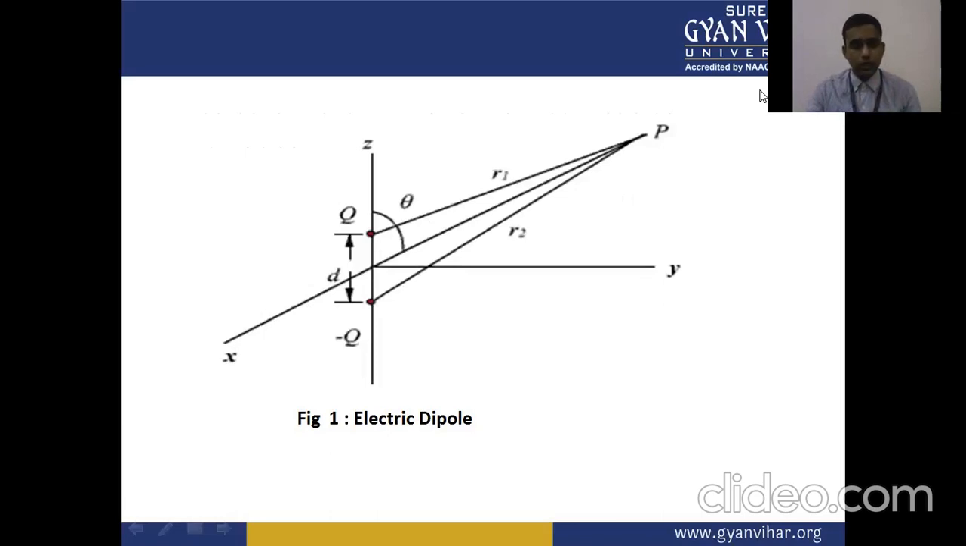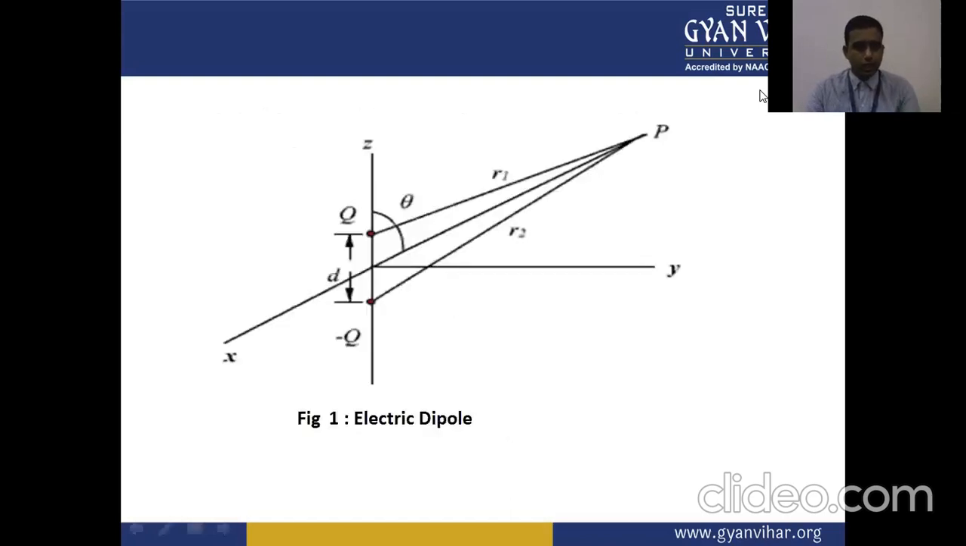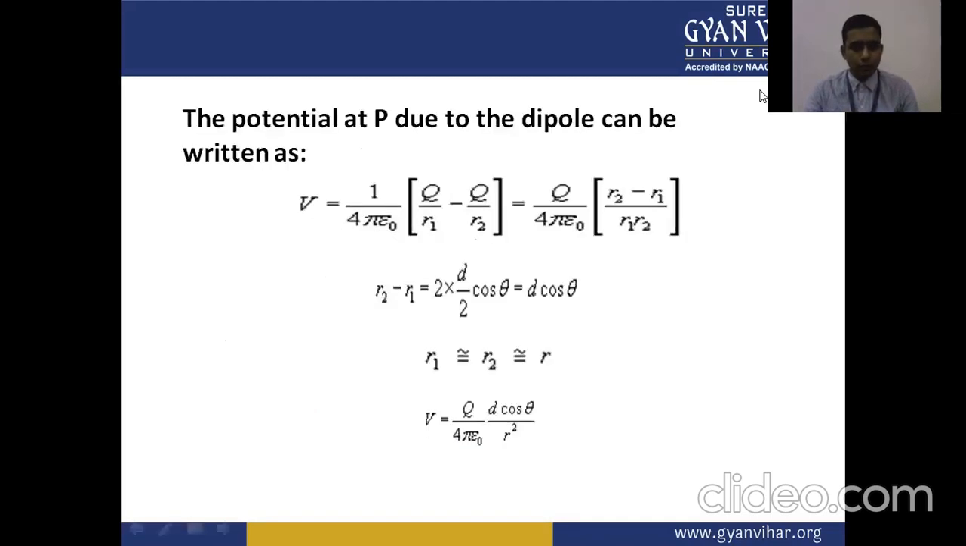So we are able to calculate r2 minus r1, which is given by 2 times d cos theta upon 2. Then r1 is nearly equal to r2, equal to r. Now we assume r1 r2 is equal to r squared. So V equals Q upon 4 pi epsilon naught times d cos theta upon r squared. So the potential at point P due to the dipole at distance r is written as Q d cos theta upon 4 pi epsilon naught r squared. This is the potential.